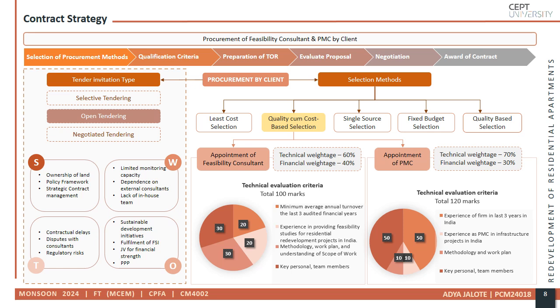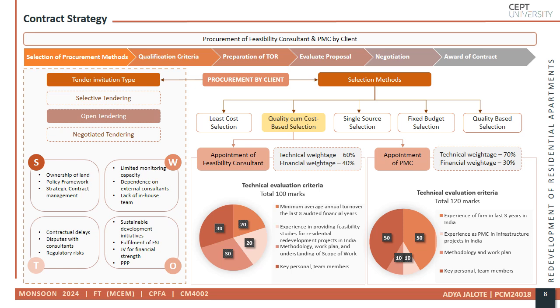Developing a robust contract strategy is essential for successful project execution, especially in a public-private partnership model. This redevelopment project adopts structured procurement processes to ensure transparency, efficiency, and accountability. By using detailed selection criteria and well defined milestones, the strategy safeguards project objectives while fostering collaboration between stakeholders.